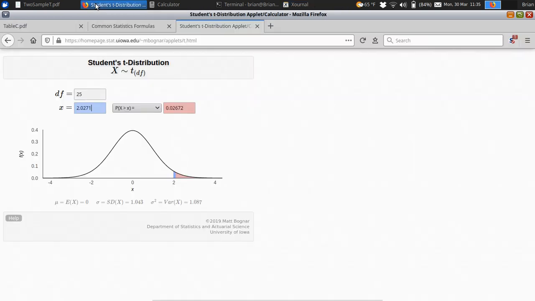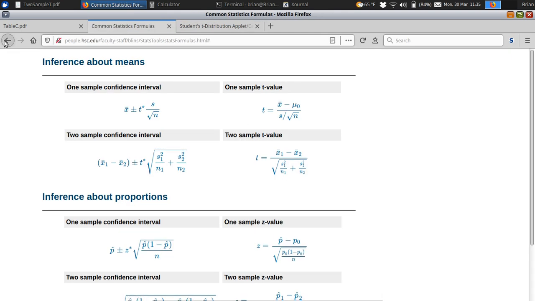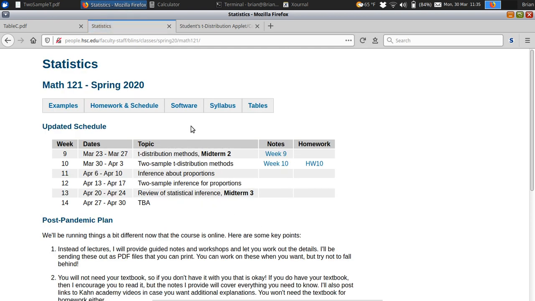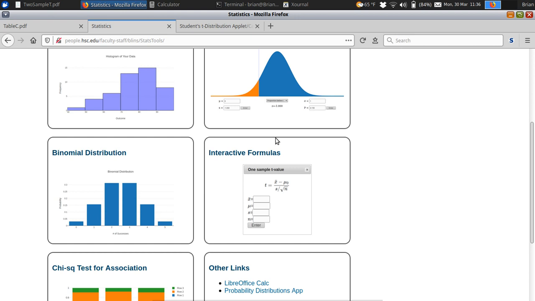We go to our list of formulas, and one thing I've done is create something on my website, so let's go there right now. Here's my website. Go to statistics. On the software tab, I've given you a whole bunch of different tools, and one that's really useful for what we're doing now is this interactive formula sheet.